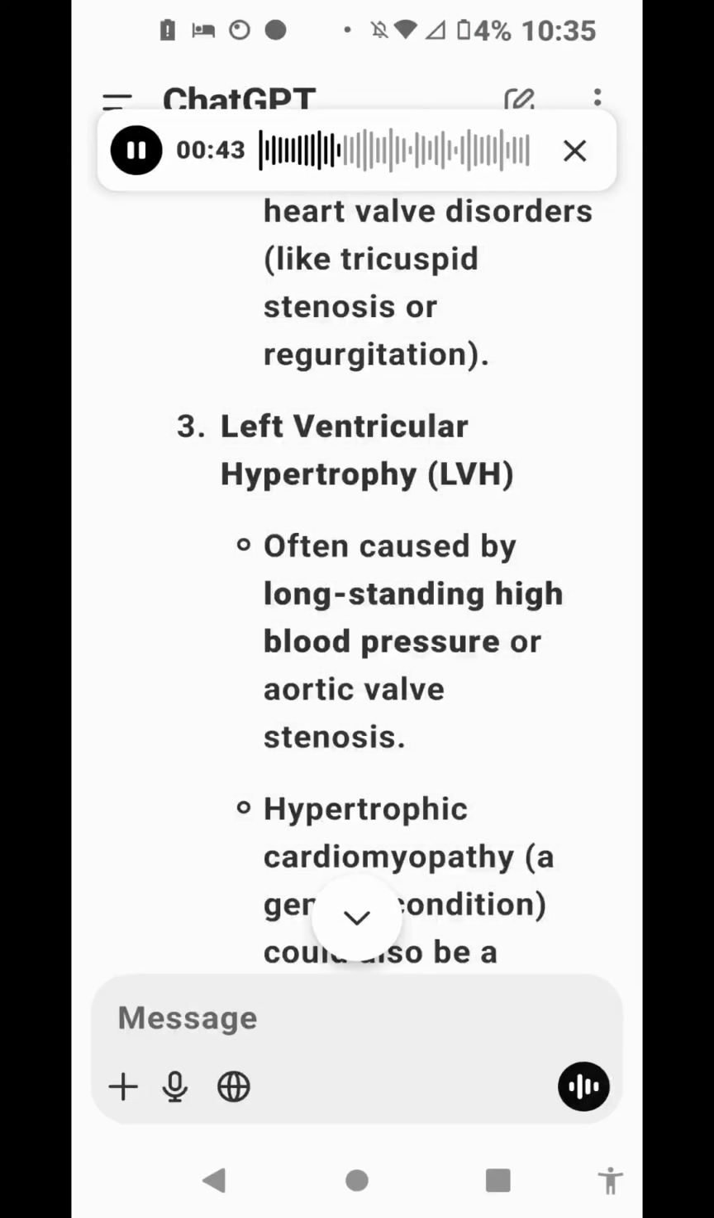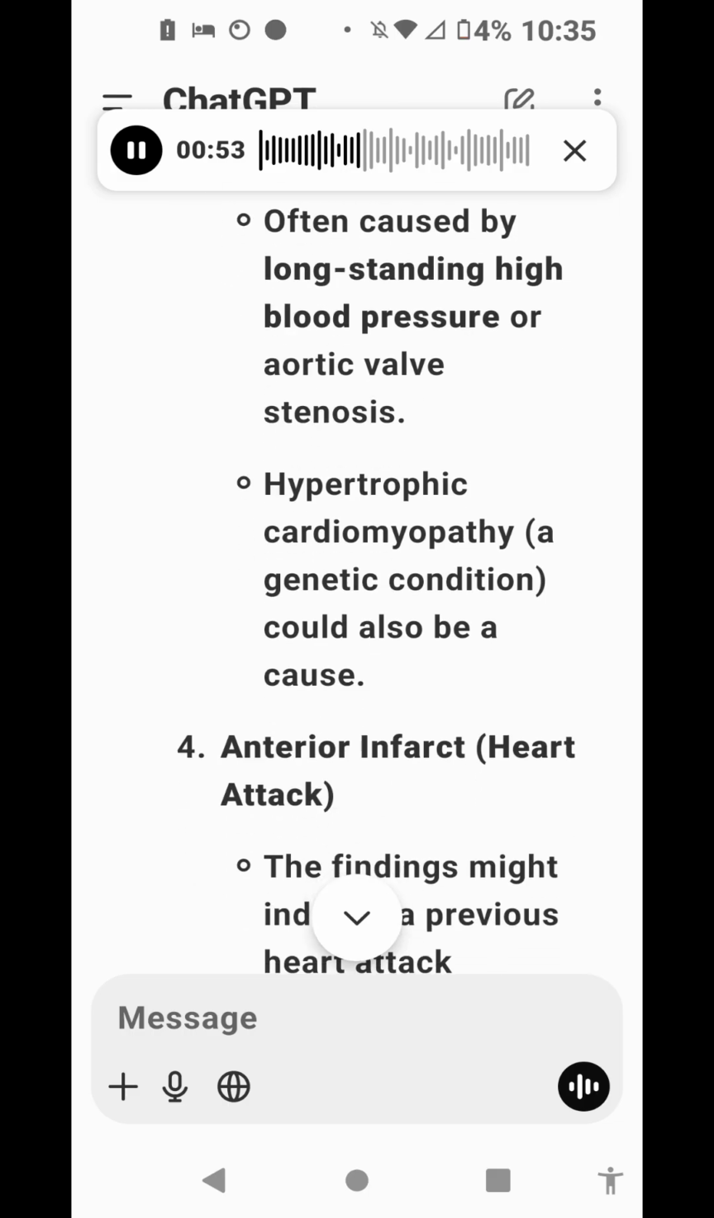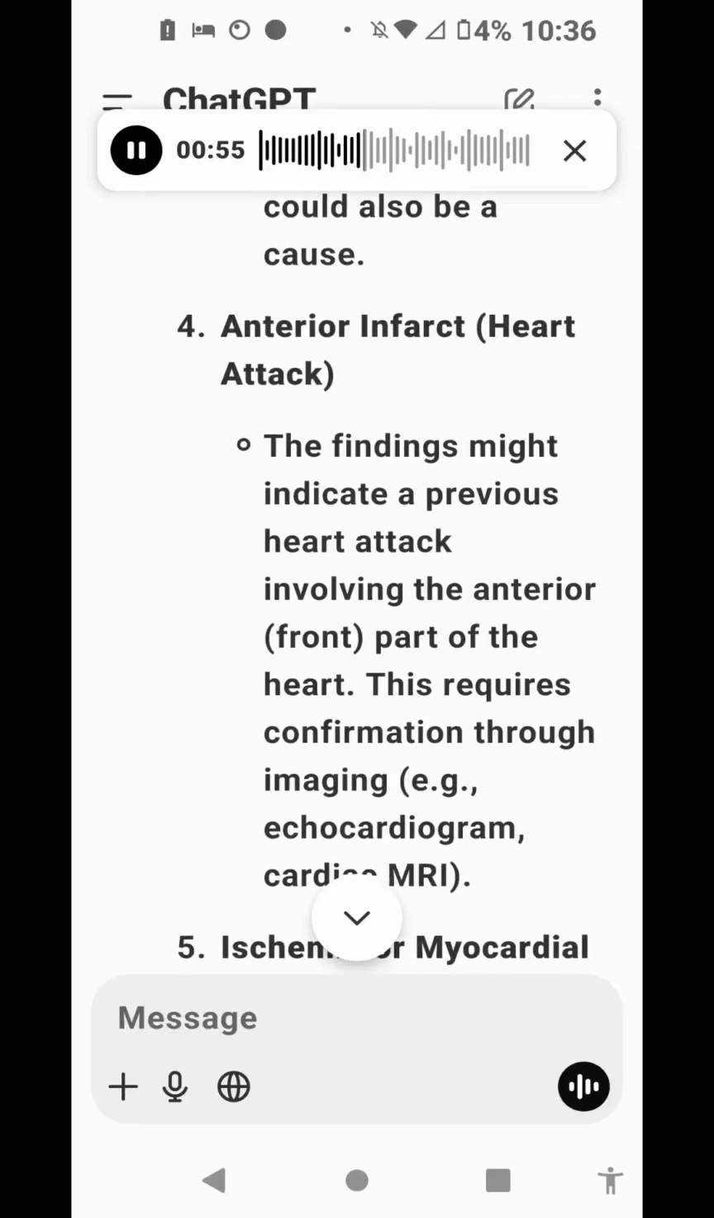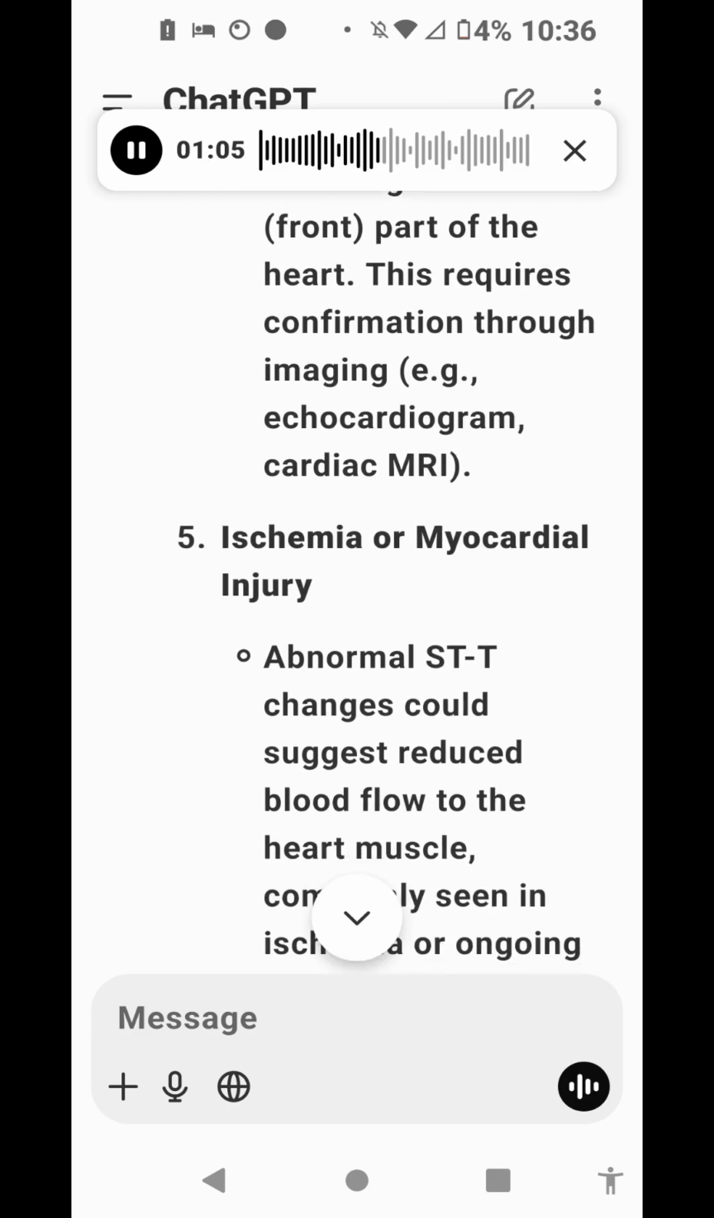3. Left ventricular hypertrophy, LVH, often caused by long-standing high blood pressure or aortic valve stenosis. Hypertrophic cardiomyopathy, a genetic condition, could also be a cause. 4. Anterior infarct, heart attack. The findings might indicate a previous heart attack involving the anterior front part of the heart. This requires confirmation through imaging, e.g.